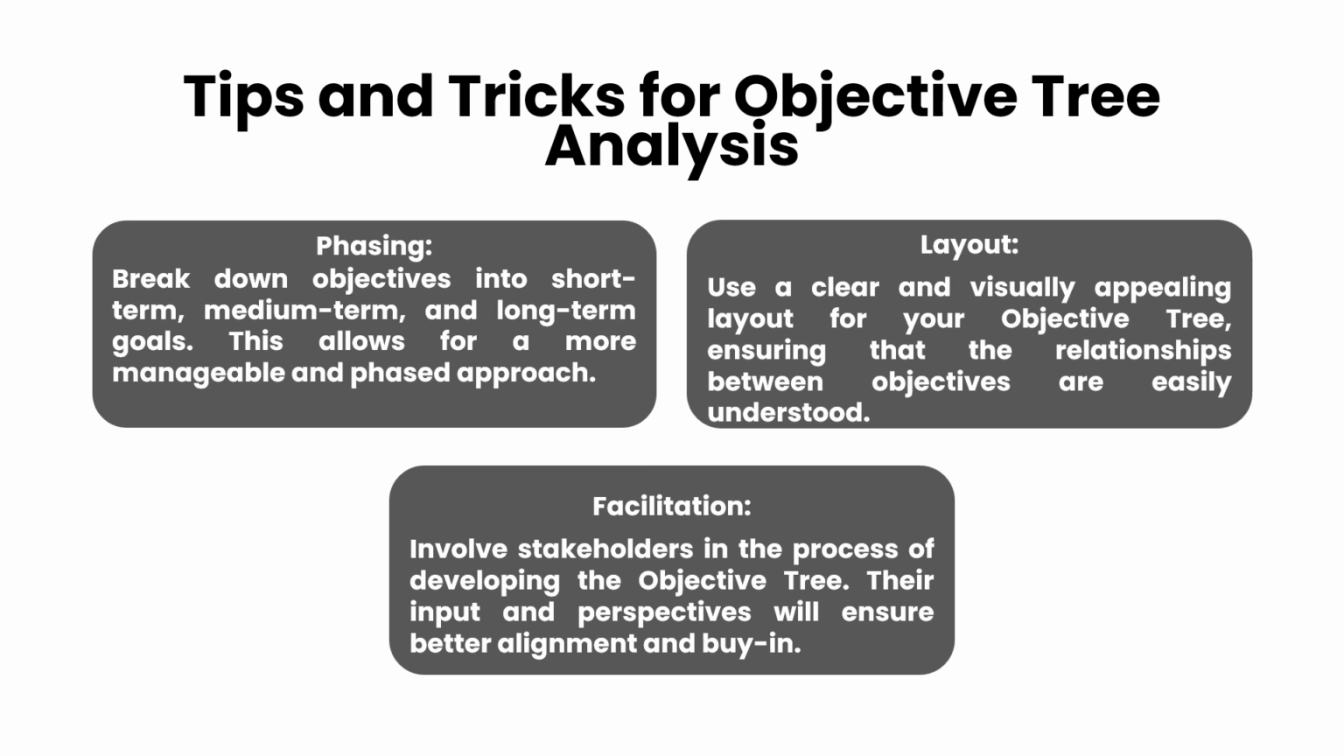So here are some tips for you on how to do objective tree analysis. For the phasing stage, let's break down objectives into short-term, medium-term, and long-term goals. This allows us to have a more manageable and phased approach. As for layout, use a clear and visually appealing layout for your objective tree, ensuring that the relationships between objectives are easily understood. And finally, involve stakeholders in the process of developing the objective tree. Their input and perspectives will ensure better alignment and buy-in.